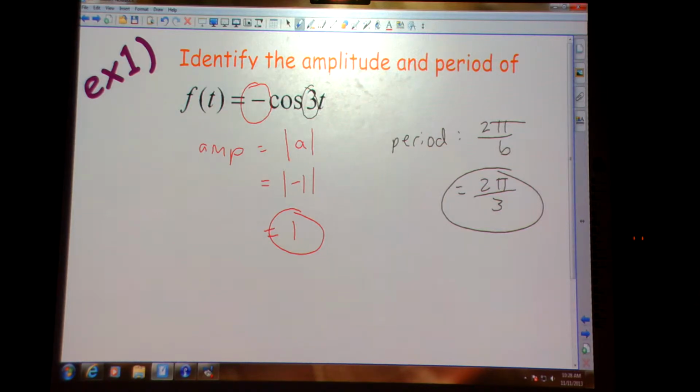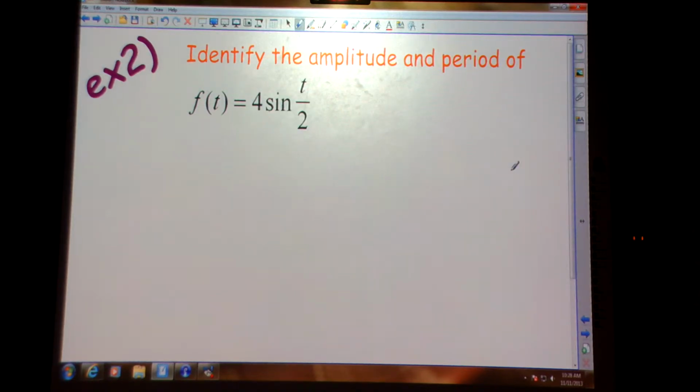Let's try another. We're going to identify the amplitude and period of f of t equals 4 sine t over 2.